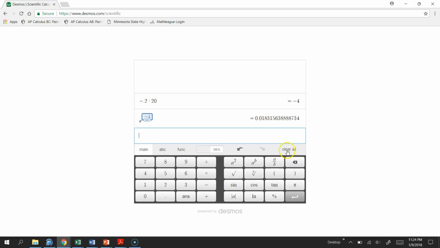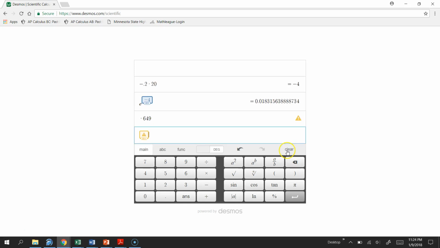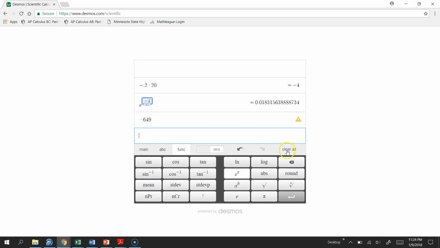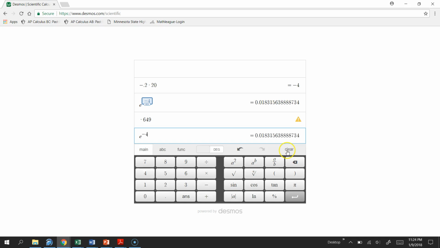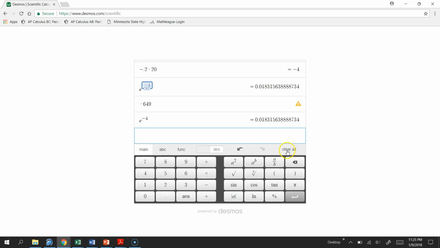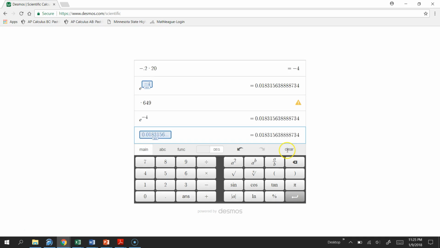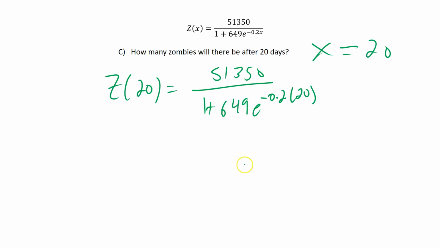So I'm going to multiply that by 649. Let's see if they'll let me do that. Nope, I got to get my answer. Nope, got to go back to e. All right. E to the negative 4. Enter. And then I'm going to do answer times 649. It's my first time using this calculator. It's a little clunky. There we go. Gives me 11.886. Okay, so that's this whole part down here.